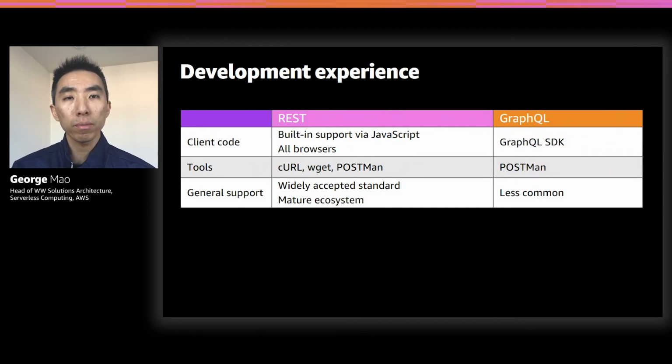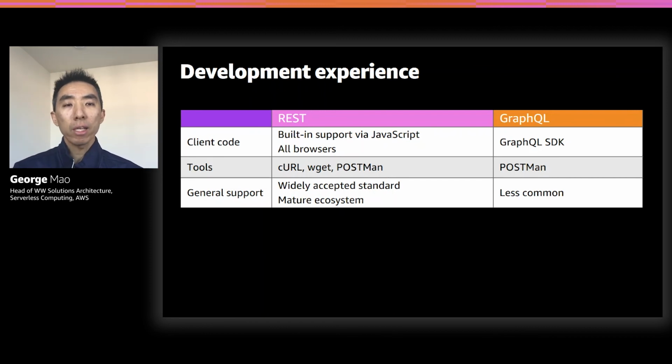For the tools, there are a lot of tools out there, such as curl, wget, and Postman. All of these support REST calls natively. The general support is that REST APIs are very common and widely accepted. The ecosystem is very mature, and most customers understand how to interact with a REST API. On the GraphQL side, you typically have to use an SDK to interact with a GraphQL API because you have to construct the API call. Postman does support GraphQL APIs, but the general ecosystem is a little bit less common. Most customers are on REST APIs.